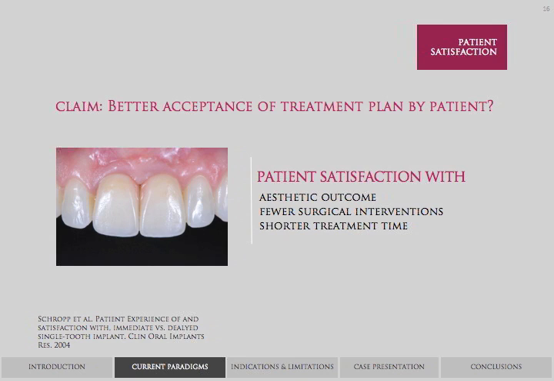Don't let the patient, however, dictate treatment. Patient satisfaction with the aesthetic outcome is key. Fewer surgical interventions and shorter treatment time with immediate implant placement.